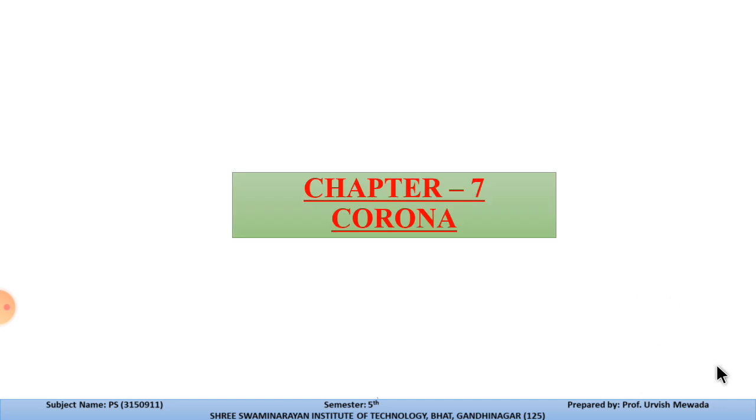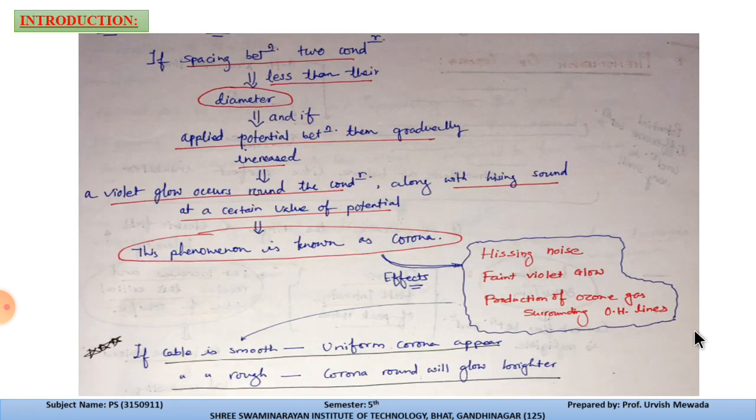Today we study the chapter number 7, which is Corona. Now we start with the introduction of the Corona. What do you mean by Corona and how does it form?